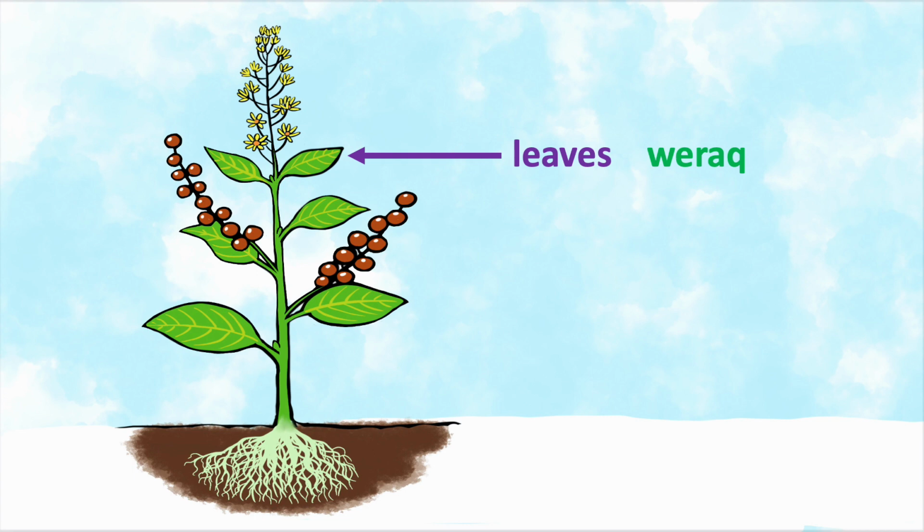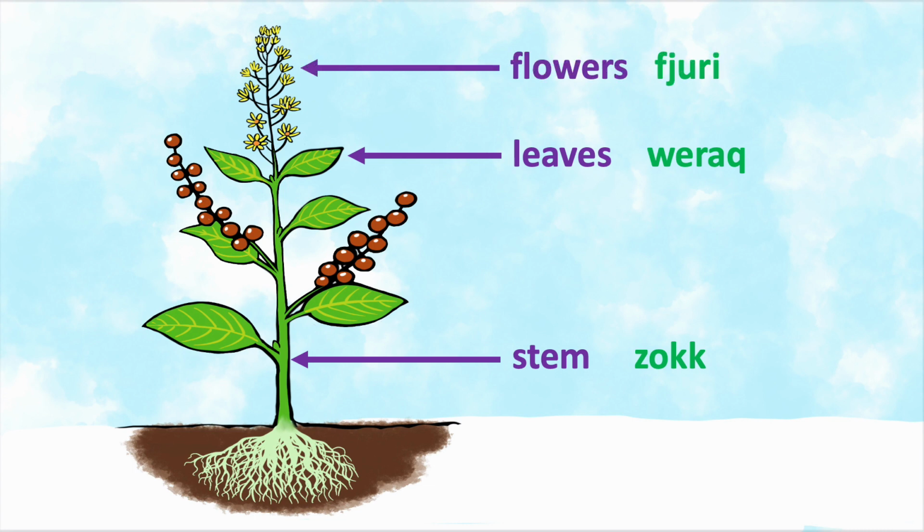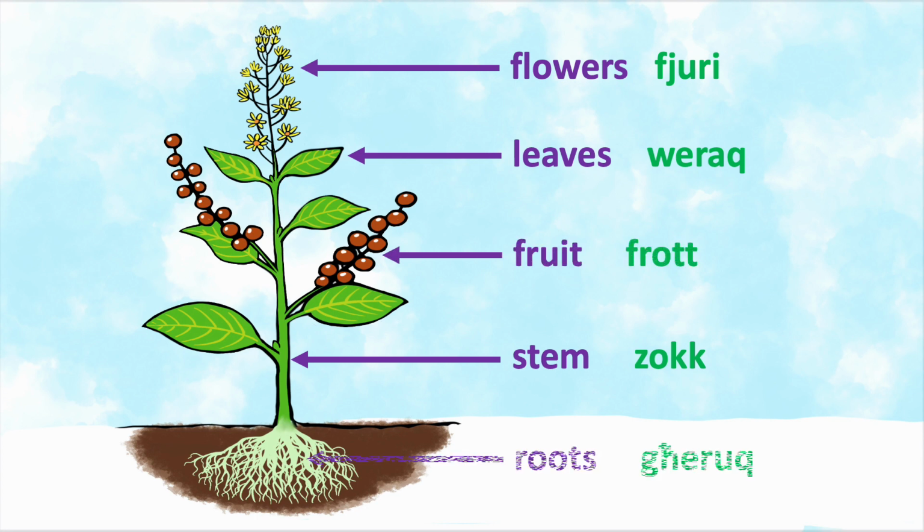There's the leaves, the stem, flowers, fruit, and roots.